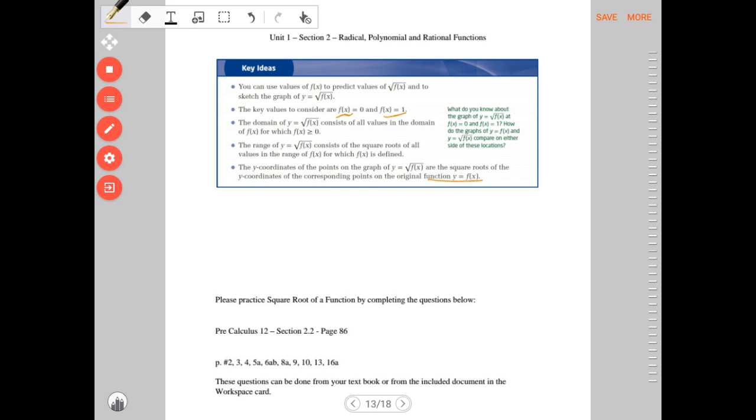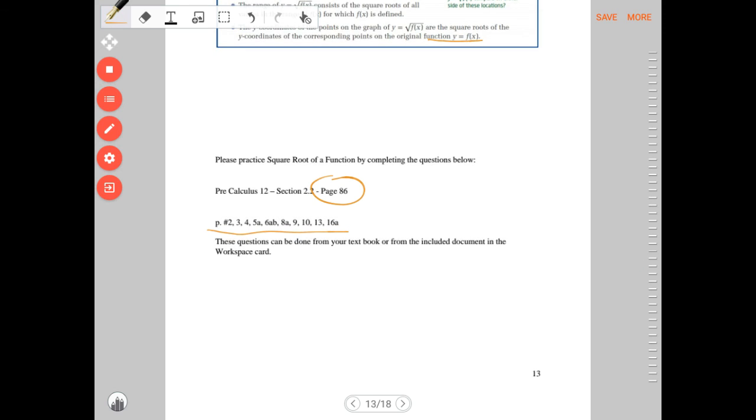Awesome. So I want you guys to practice this section. It's on page 86. Start with those numbers. Remember, you can always do more. If you think you're struggling, the answers are in the back of your textbook. So again, use your textbook or the PDF document in your workspace card. The greatest part about the workspace, remember, you can print them and then write all over it. So then you're not transferring to loose leaf all the time.